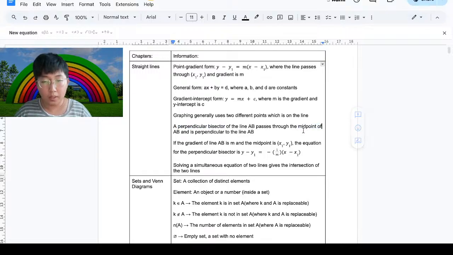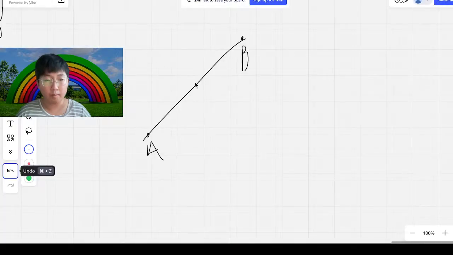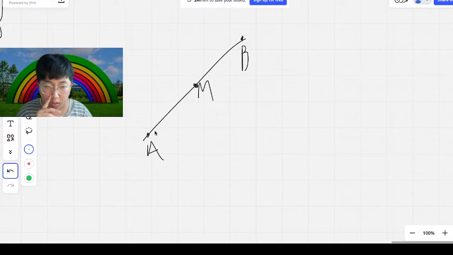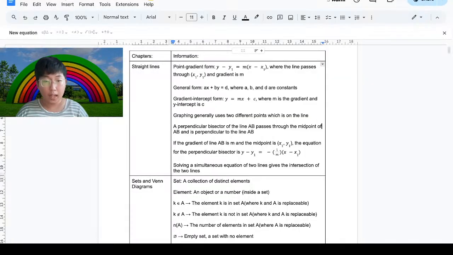What is a midpoint? It is the middle point, which is why we call it midpoint. So, for example, here, let's say M. Then we are calling it midpoint because these two distances are the same, and hence this is right in the middle of A and B. So that is why we call it midpoint.